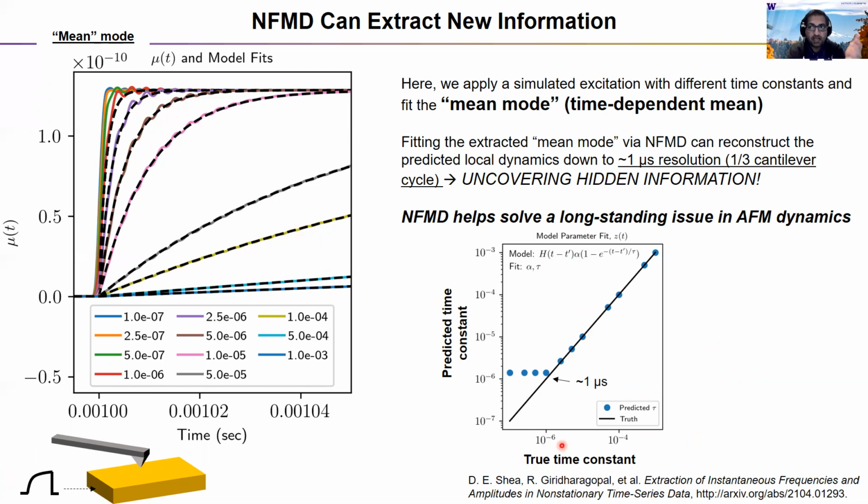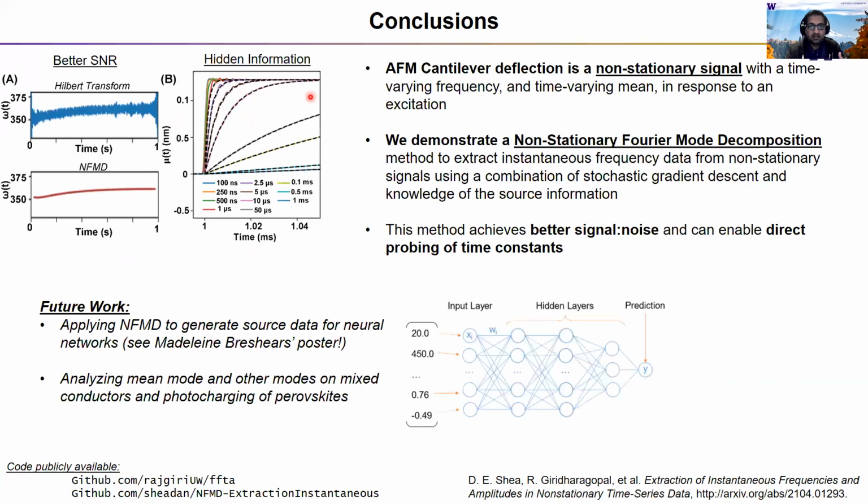On the x-axis, you have the true time constant that we're feeding into the simulation for the excitation that we're applying. The y-axis is the predicted time constant from fitting to this time-dependent mean. And you see these points line up really nicely up until around 1 microsecond, which is 1/3 of a cantilever cycle. So we can get sub-cycle directly probing of the time constant. And again, in this case, we're directly measuring the single exponential response that we wanted. So we feed in a single exponential, we use NFMD, and we get that single exponential data out. That's really cool. This solves a longstanding issue that we've had in these time-dependent AFM measurements, that we're directly probing the dynamics.